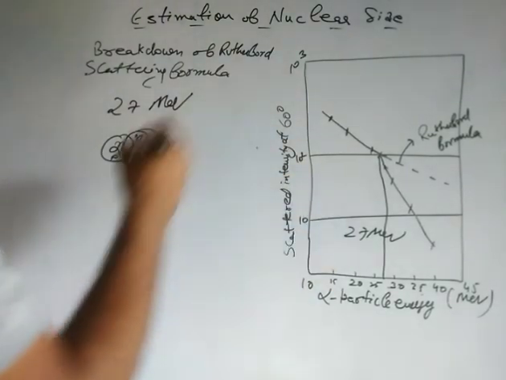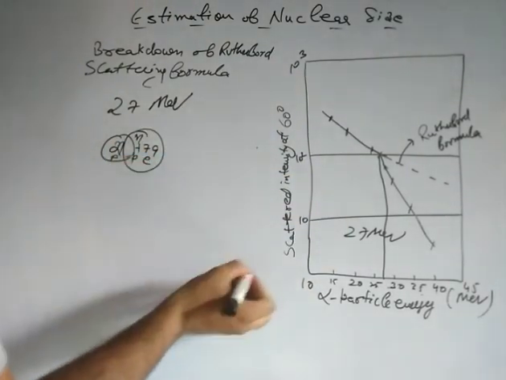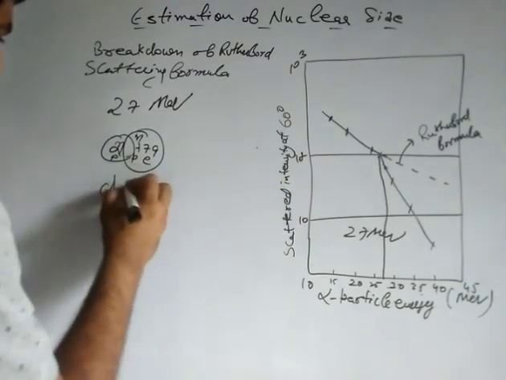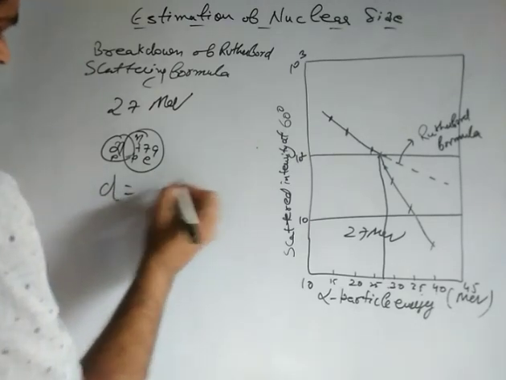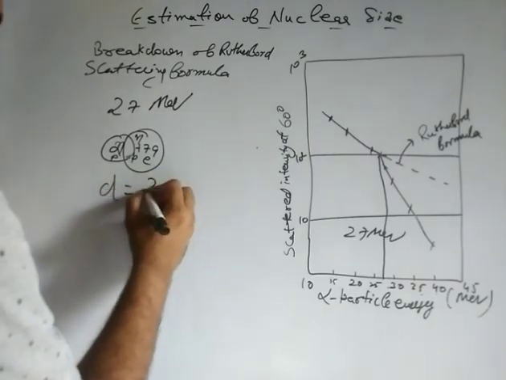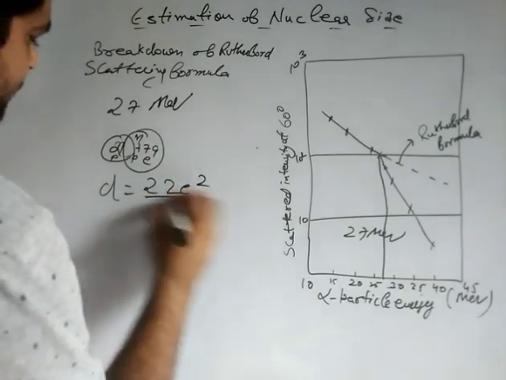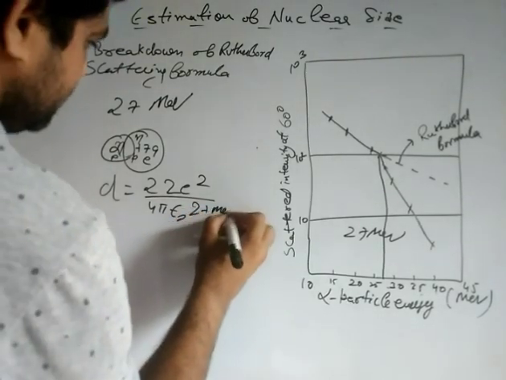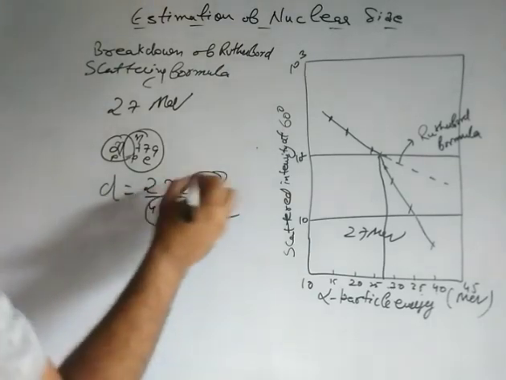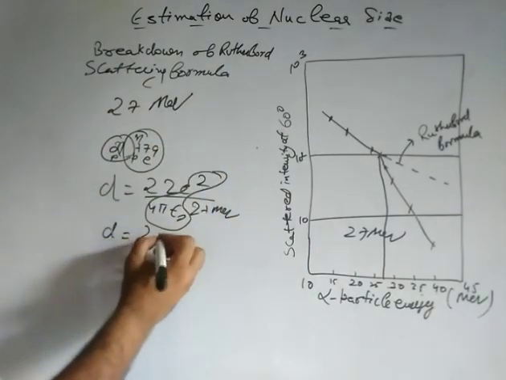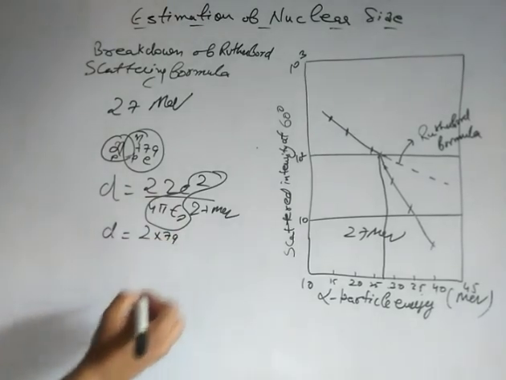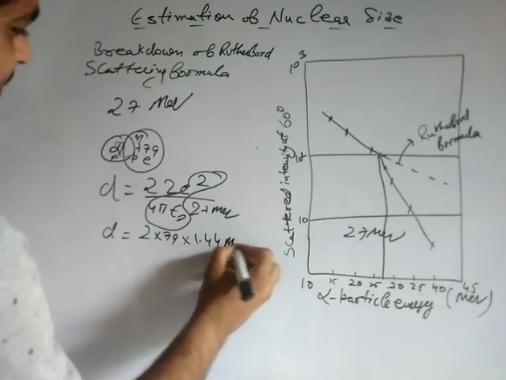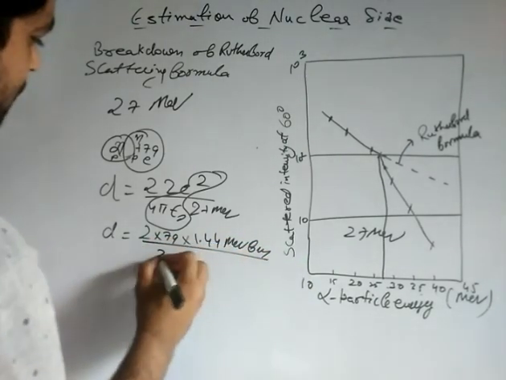Now again, as I have done in my previous slide, D is equal to 2 Z E square upon 4 pi epsilon naught into energy. Here the energy is 27 mega electron volts. This value I have already calculated. Here Z is 79 for gold, so D will be 2 into 79, and E square over 4 pi epsilon naught is 1.44 MeV femtometer, upon 27 mega electron volts.